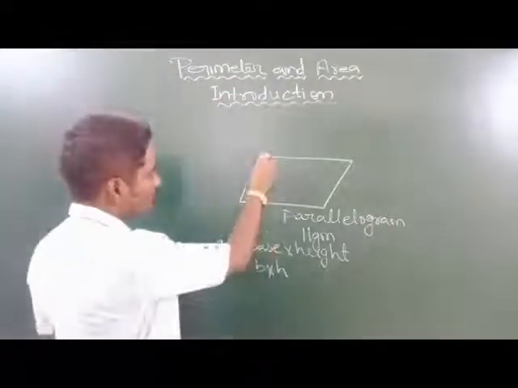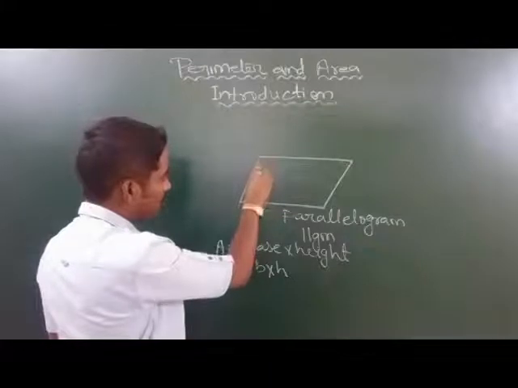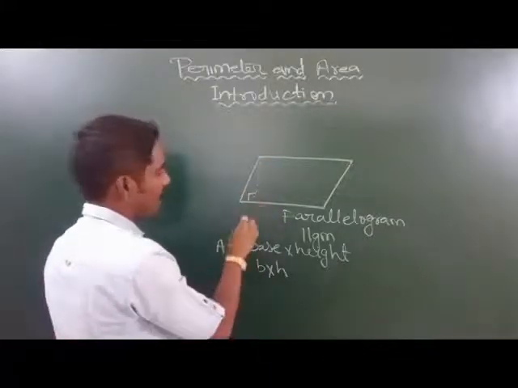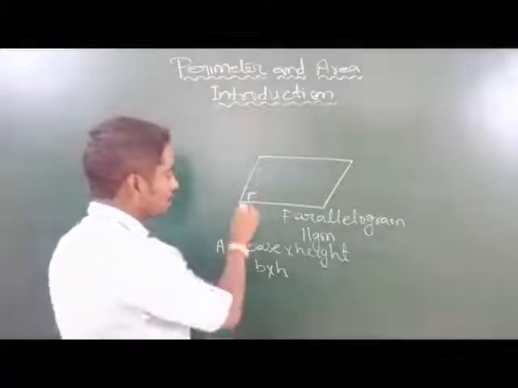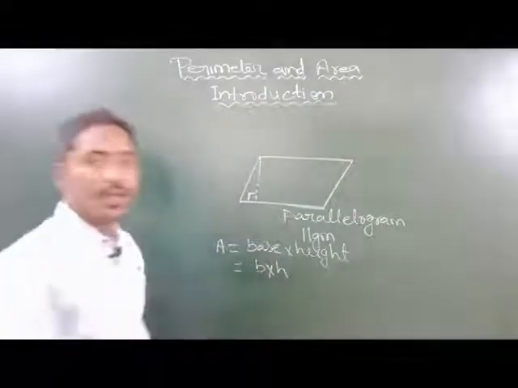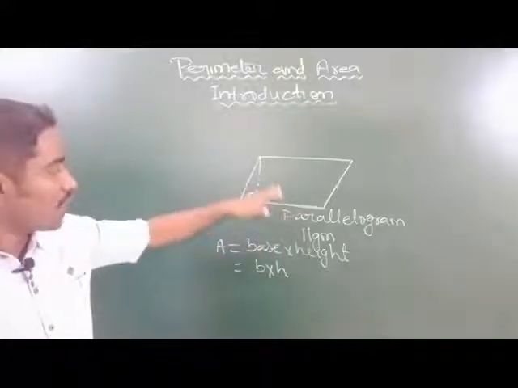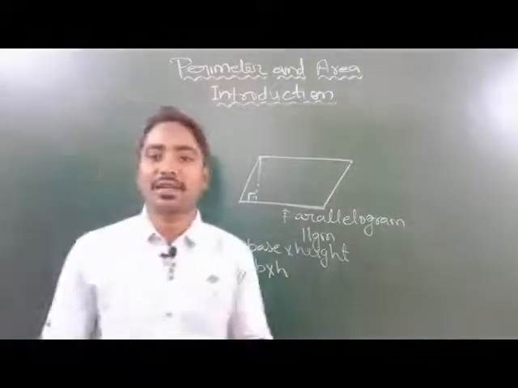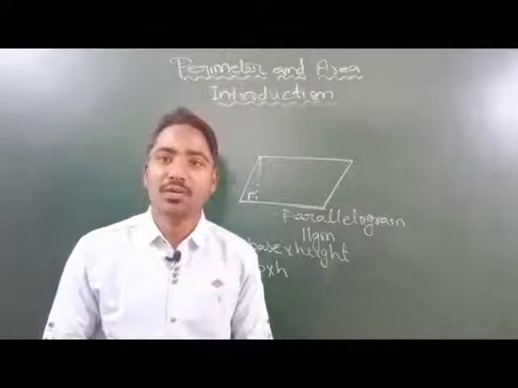Okay, so from here if you drop one perpendicular, students, then this is known as height. This is the perpendicular. So this one will be your base and this one will be your height. When you multiply the length of height into base, you will get the area of that parallelogram.